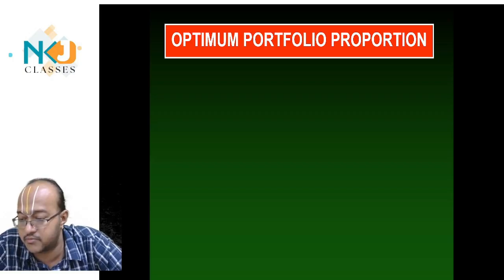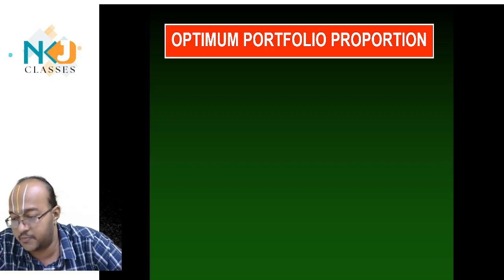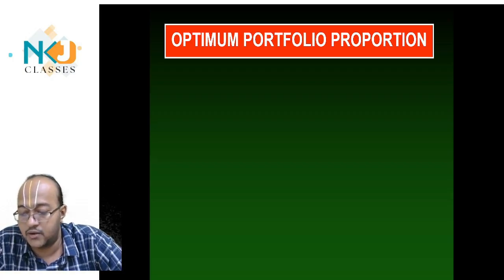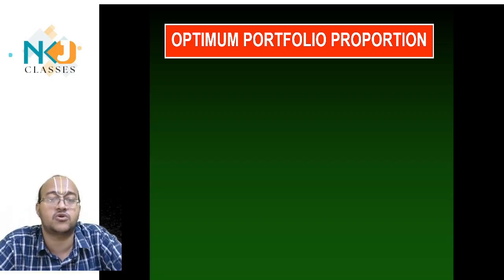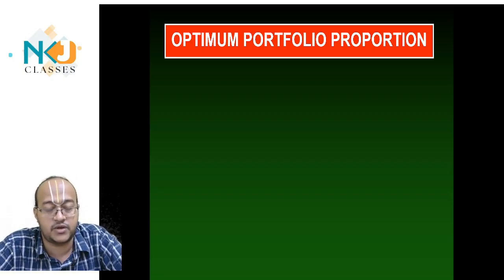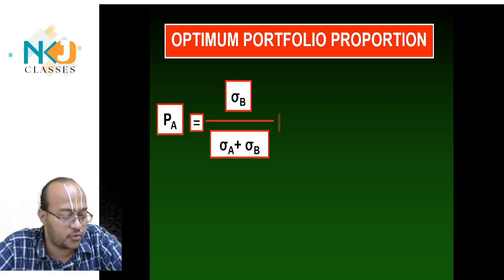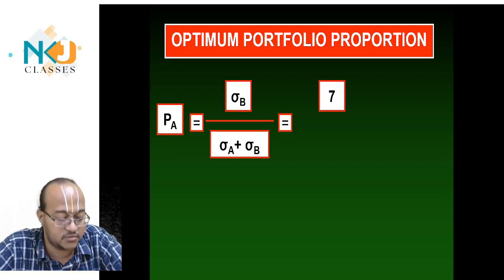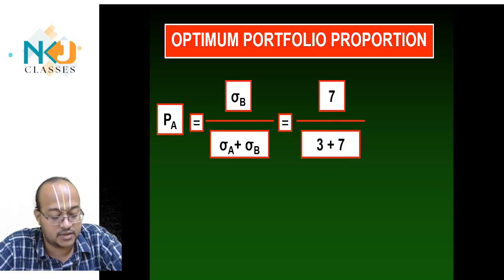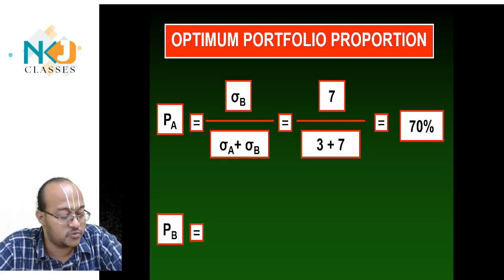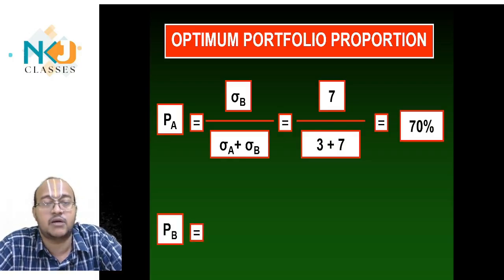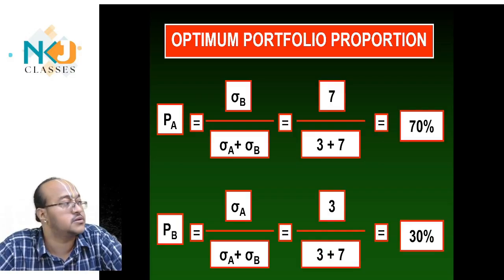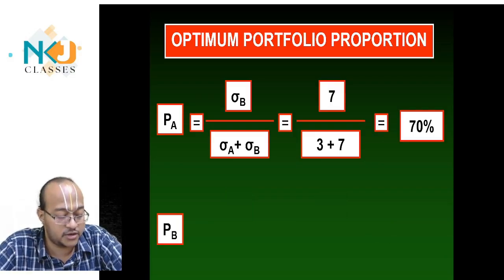Suppose the correlation coefficient between A and B was -1. Come to part D. When the correlation is -1, what proportion should we invest in? We should form a zero risk portfolio. When correlation is -1, we can bring the portfolio risk to 0. What is the optimum portfolio proportion? Proportion of A is sigma B divided by sigma A plus sigma B, which is 7 by 3 plus 7, 70%. Proportion of B is sigma A by sigma A plus sigma B, which is 3 by 3 plus 7, equal to 30%. This is the optimum portfolio proportion. Can you all copy this down?